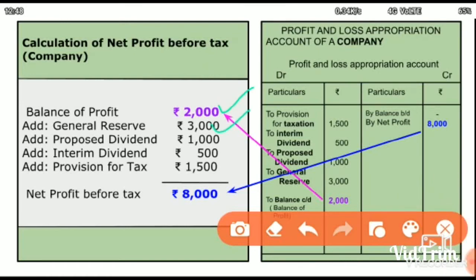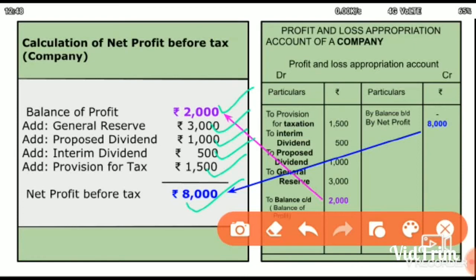In this example it is 3,000. We add proposed dividend, which is deducted from the profit, 1,000. Interim dividend in this example is 500 rupees, we add it back, and provision for tax is also added back. So finally what we get is the net profit or the net profit before tax.